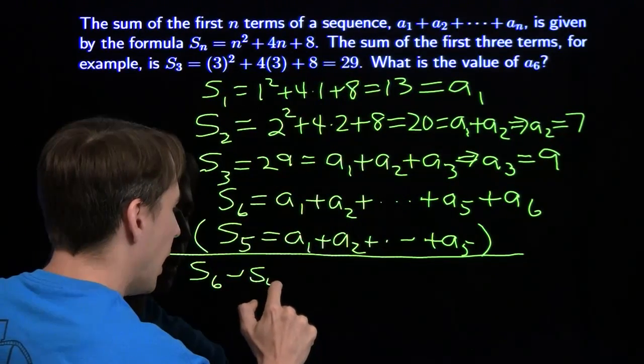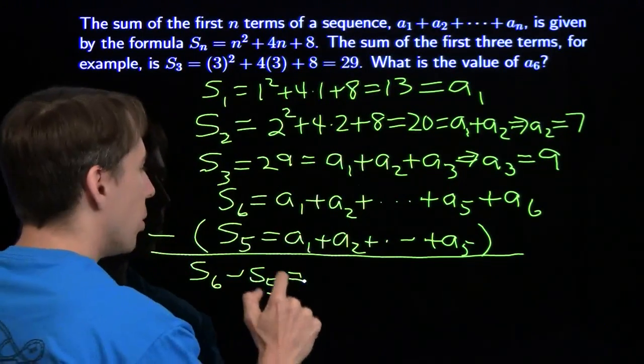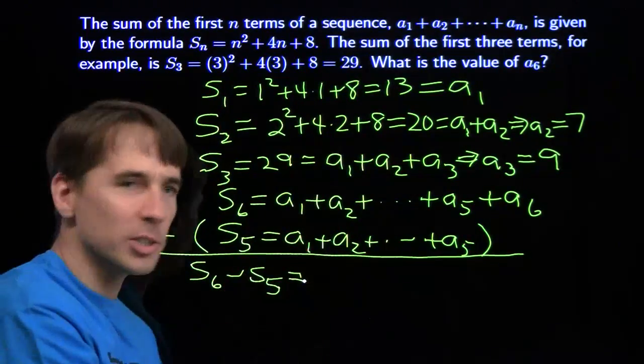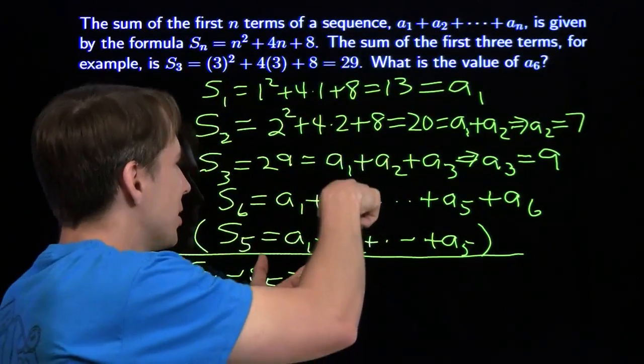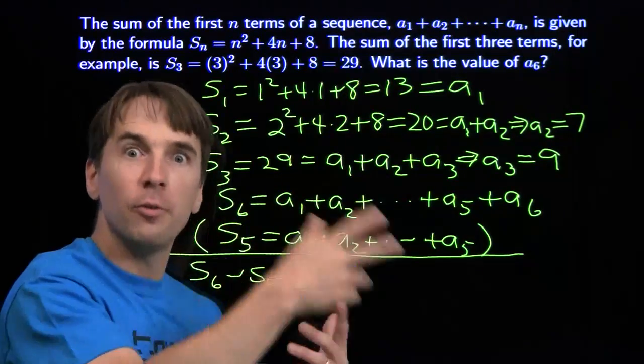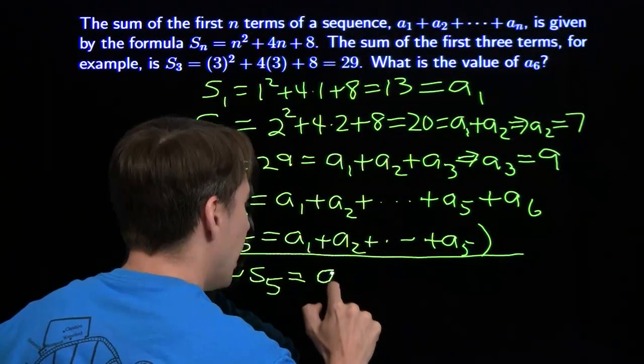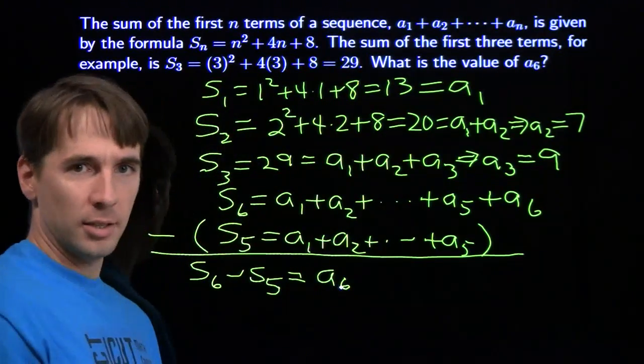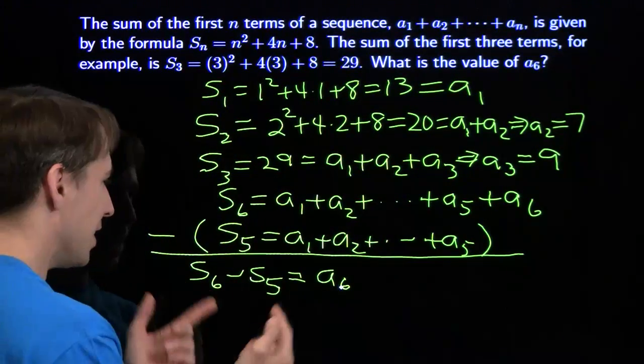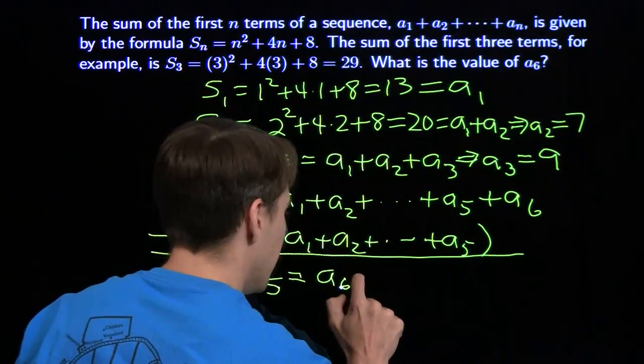And look at what happens on the right-hand side. All these fingers go away. A1 minus A1, A2 minus A2, A3 minus A3, A4 minus A4, A5 minus A5. They're all 0. They all go away. And we're left with A6. So all we have to do is figure out S6 and S5, and then we're finished.